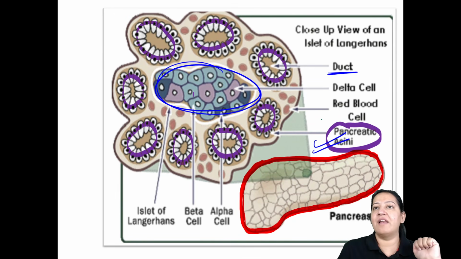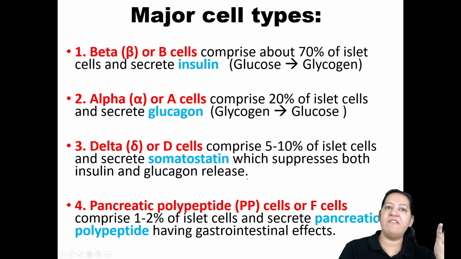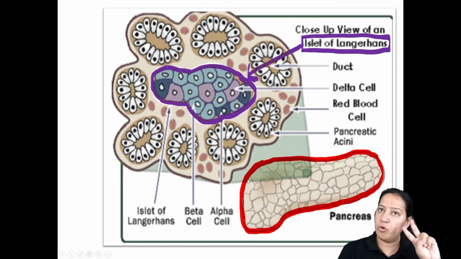You can see alpha, this is the delta cell, this is the beta cell. So alpha, beta, delta, we have various types of cells, right? These are the four major cells. Apart from these, we have two minor cells also.